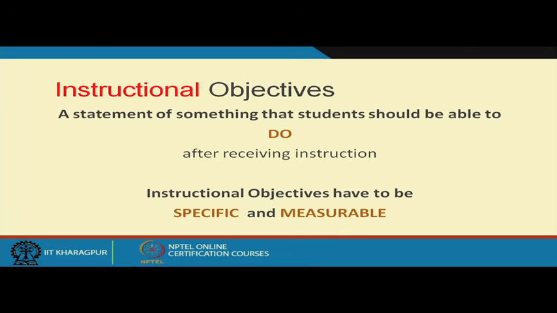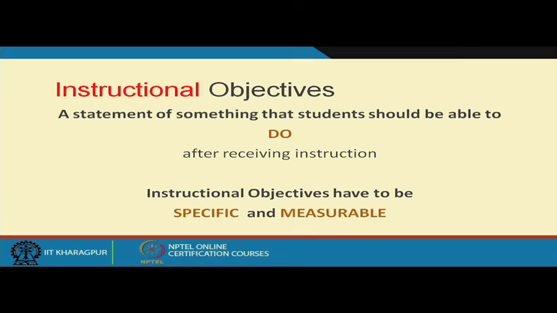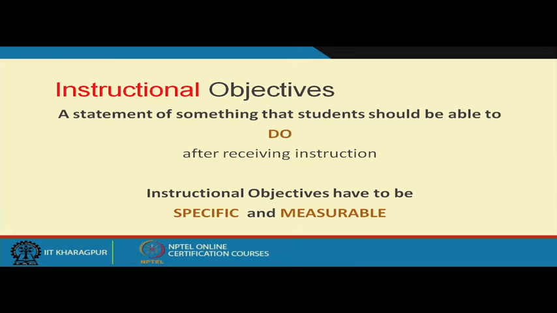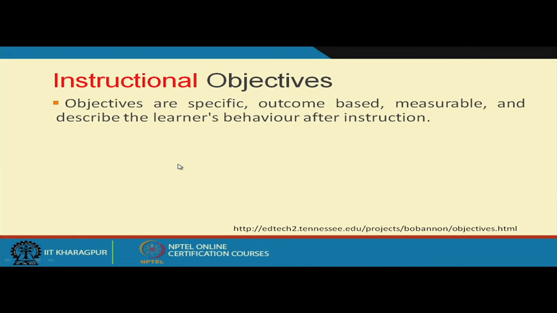So, instructional objectives is how, using the taxonomy, we write the instructional objectives. This is the main thing here: a statement of something that students should be able to do after receiving instruction. So, the "do" component is very important. What they know is not the point, it is what they can do. An instructional objective is very specific and measurable.